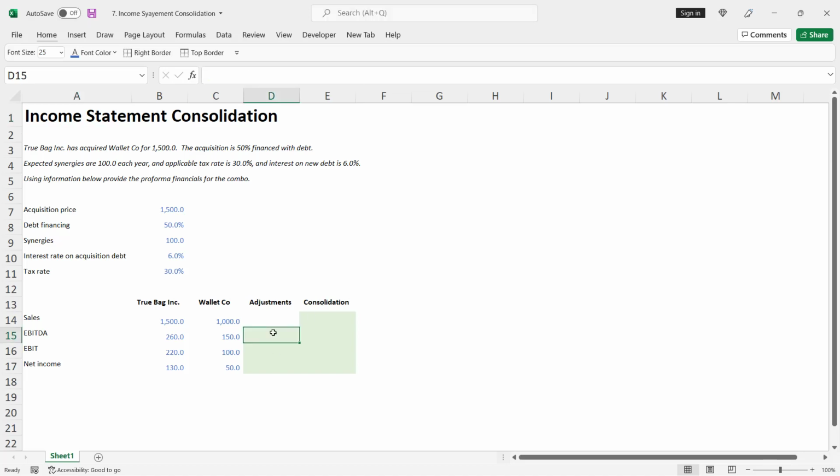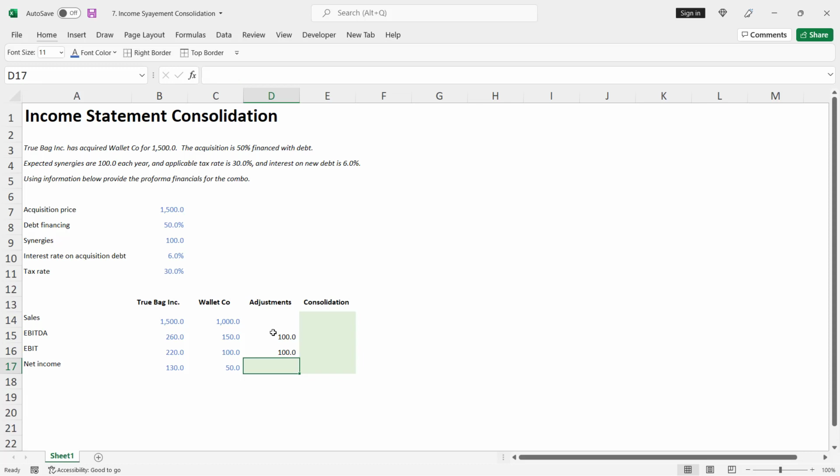So the adjustment for EBITDA and EBIT would be the synergies that are given to us in cell B9. It's 100. I'm going to anchor that cell here so I can do Shift Down Arrow and fill it down with the shortcut Control D. Perfect.